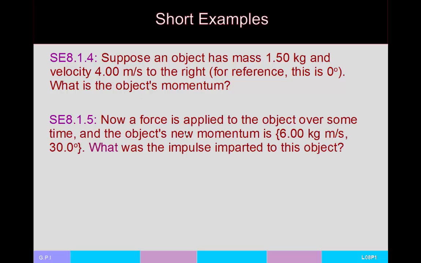All right, suppose we now apply a force to the object over some time, and the object's new momentum is 6 kilogram meters per second in the 30 degree direction. We want to know what's the impulse that was imparted to this object.